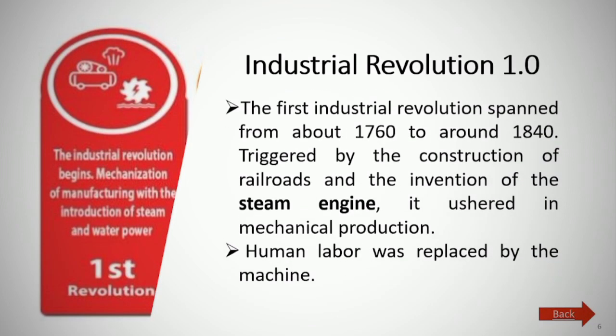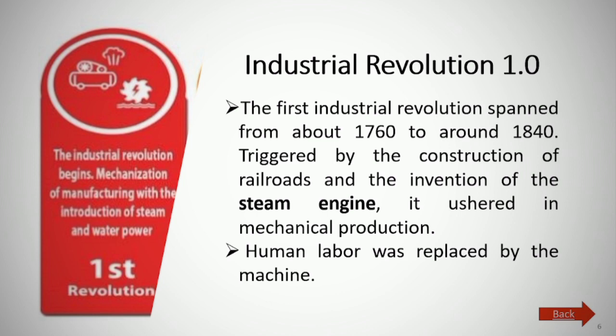So the first, or the Industrial Revolution 1.0, or the first Industrial Revolution, spanned from about 1760 to around 1840. It was triggered by the construction of railroads and the invention of the steam engine. It ushered in mechanical production. Human labor was replaced by the machine. So in the IR 1.0, this is where the invention of steam started.